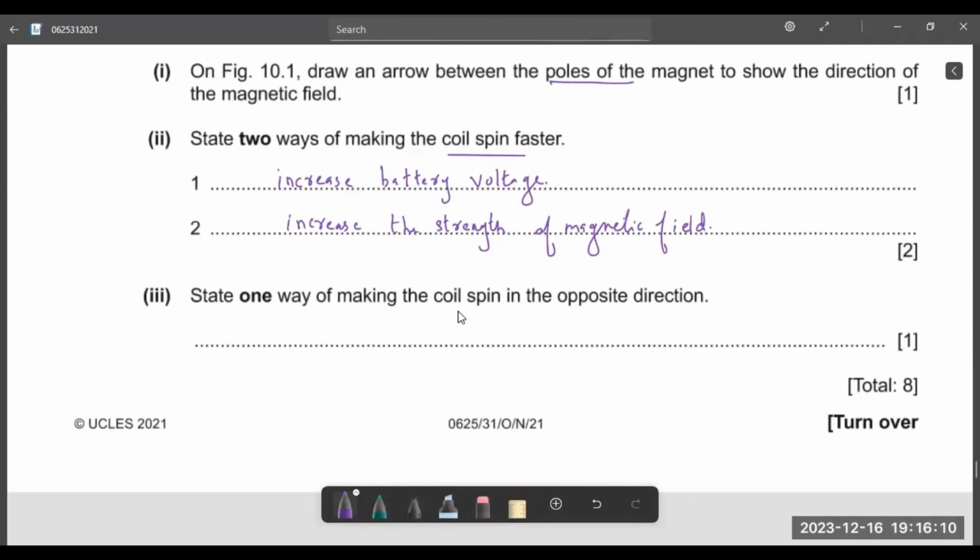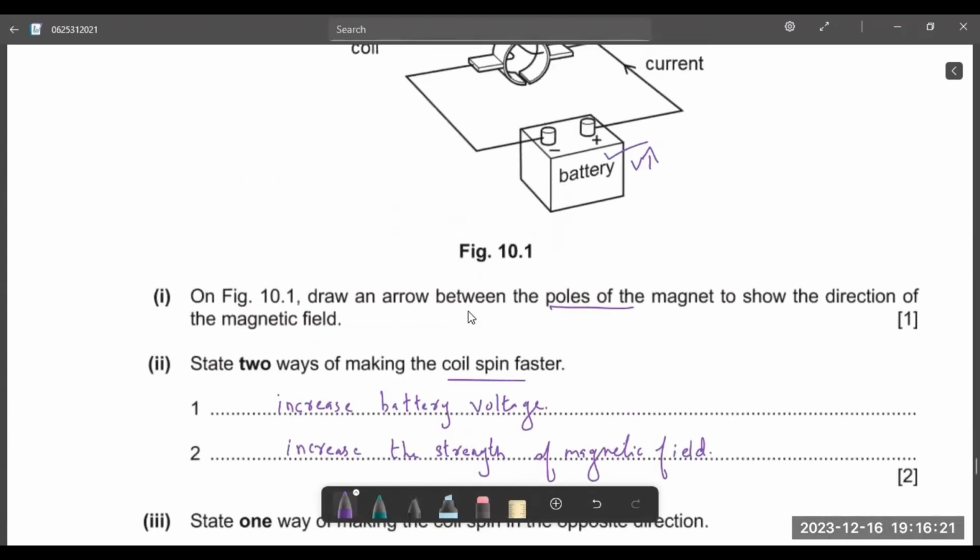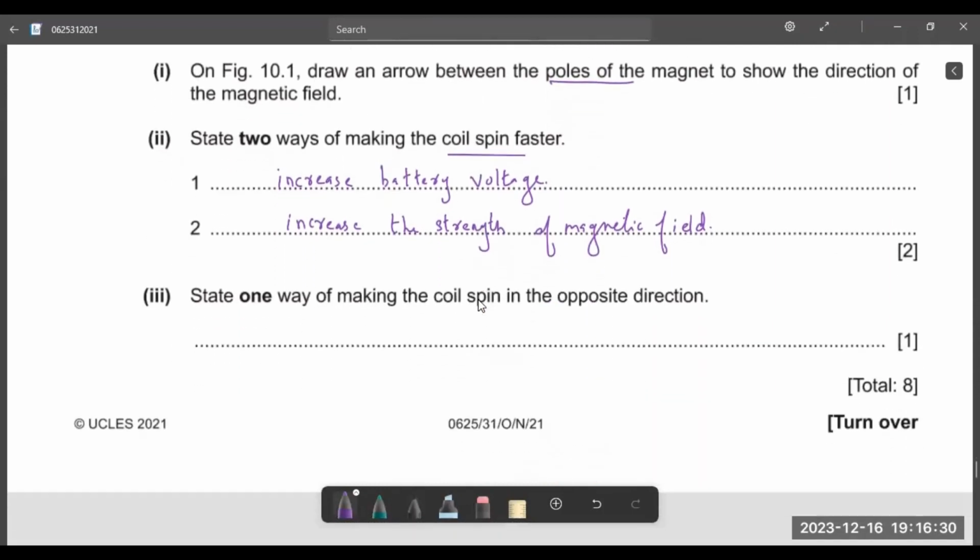State one way of making the coil spin in the opposite direction. Suppose we want to spin it in the opposite direction, we need to change the polarity of the battery. Here you are giving positive, here you are giving negative. If the polarity is changed, we can change the direction. That is, reverse the polarity of the battery.